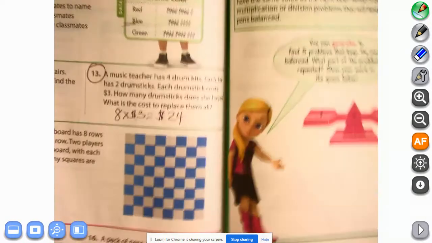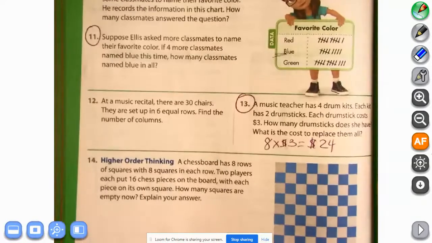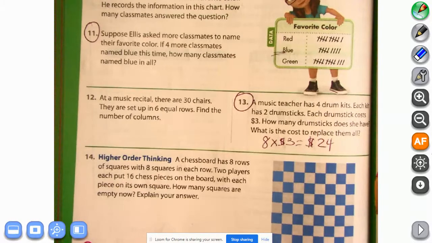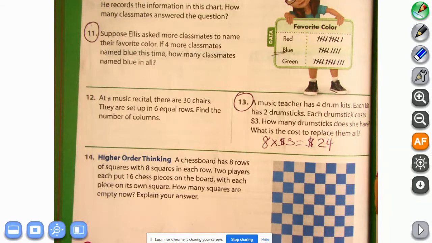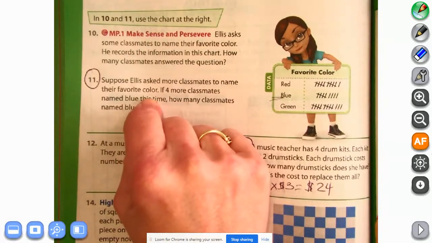On the back side, we're doing only the odds, so 11, 13, and 15. For number 11, it says, suppose Ellis asked more classmates to name their favorite color. If 4 more classmates named blue this time, how many classmates named blue in all? You might have to go up here and do number 10 first before you can do number 11. Looks like they're tied together.